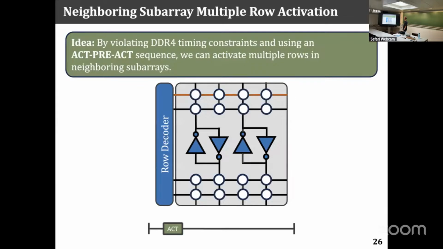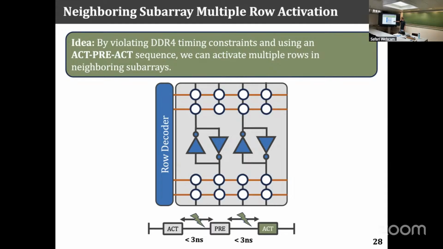But in this paper, what they did is they first activated one row in the top subarray. Then they issued the pre-charge command very fast after it, so one DRAM cycle basically after it. And this basically stops the process of activating the sense amplifiers. So only the corresponding word line got asserted. And now the trick happens that the pre-charge would normally deassert the word line.